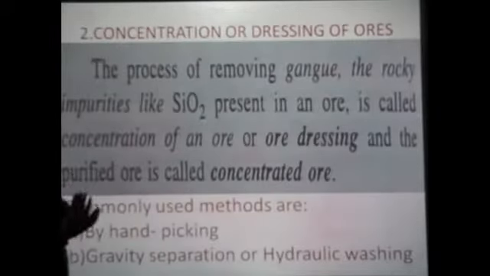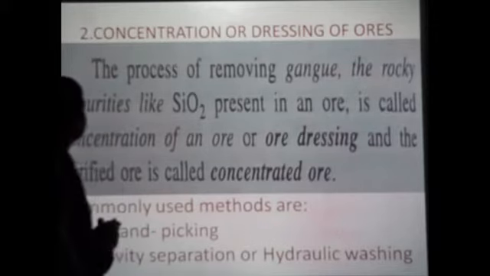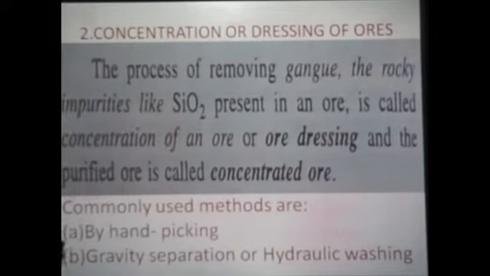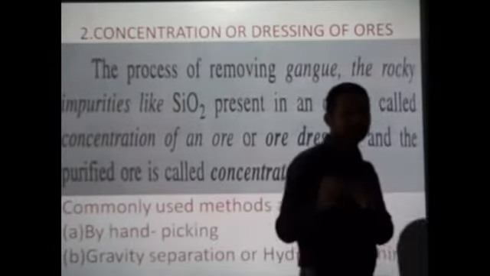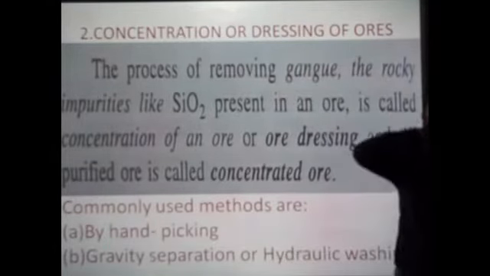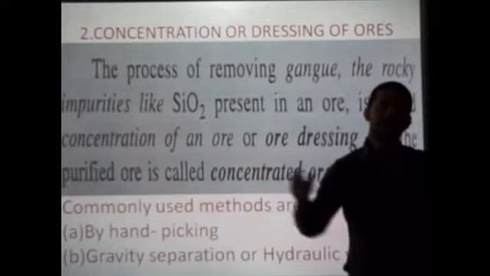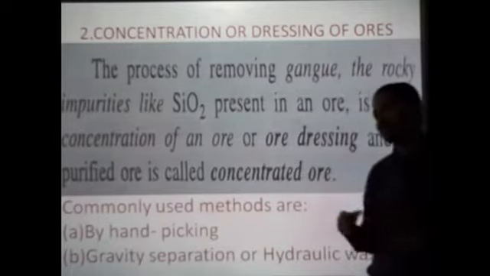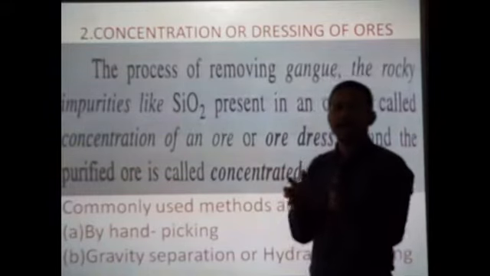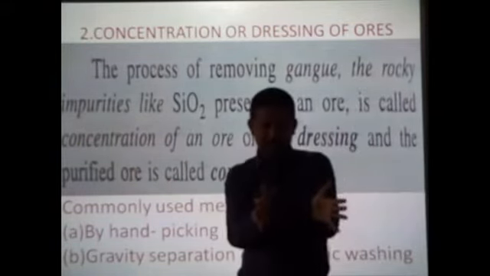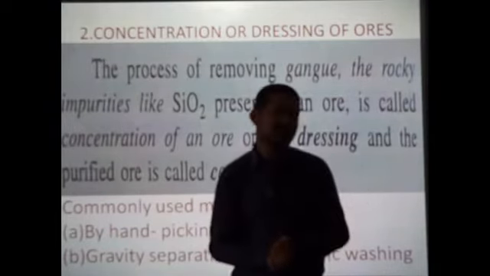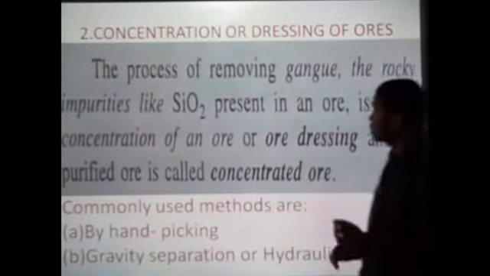Then the second step is concentration or dressing of ores. So in this, just as I said, after crushing or grinding, the surface area will be increased and it will be spread. Then some of the impurities can be physically removed, and since the impurities are removed, whatever is left is concentrated ore.